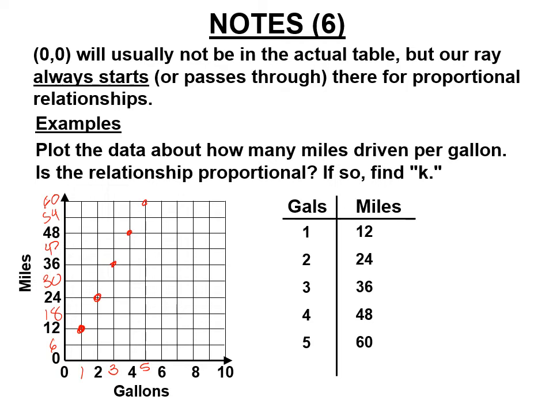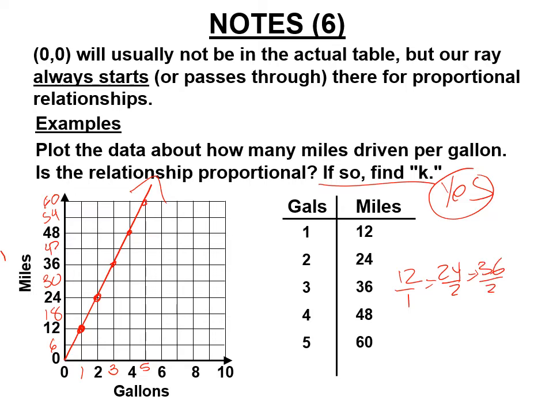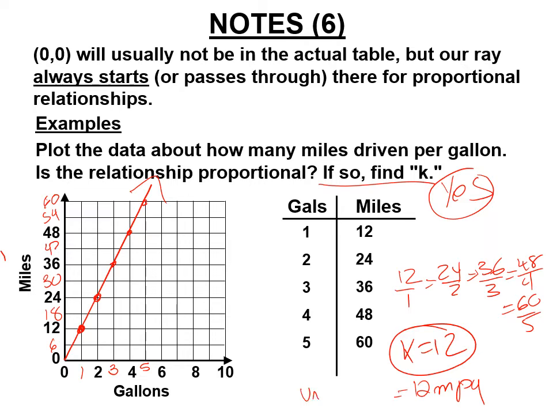And so we're going to still start the graph at 0, 0 and draw our ray through the points. So the relationship, right, is it proportional? Yes, we got a straight line. So if so, find k. Well, k is 12 over 1, 24 over 2, right? 30, right? We said this was yes, so truthfully all you have to do is one of these, right? And they all equal what? K equals 12. What's the unit rate here? It's miles per gallon. It's 12 mpg, right? That's K is 12. The unit rate is 12 mpg.